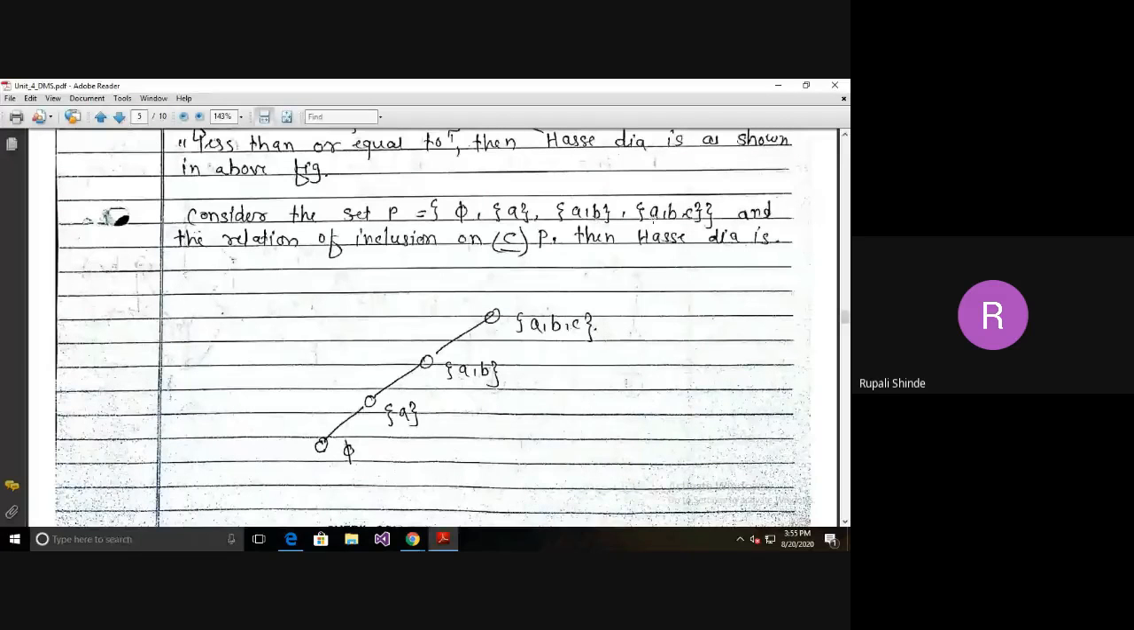And next one, set A B C. So again here set A comma B is a subset of set A B C. That's why we have connected these two sets by a direct line. So again all the elements of this set form a chain. That's why this one is called a toset, that is a totally ordered set.